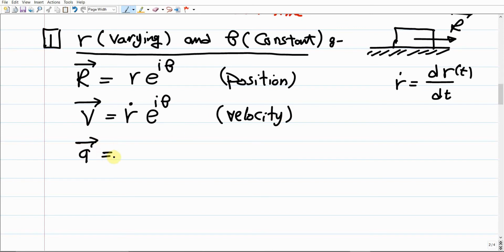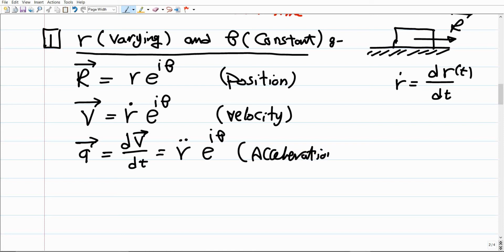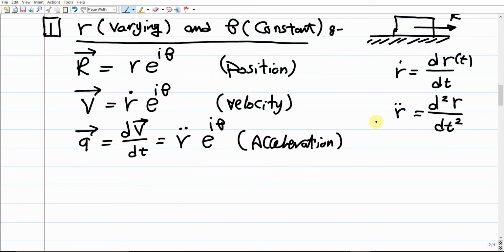The acceleration vector is going to have the same e^(i theta). You just differentiate the velocity one more time, so it is dv vector by dt. If you differentiate this with respect to time, it gives us r double dot. Why r double dot? Because this term, e^(i theta), is still constant. This gives us the acceleration term. Make sense? You should understand that r double dot is the second time derivative of the position with respect to time. It is d squared r with respect to dt squared. This gives us the r double dot.